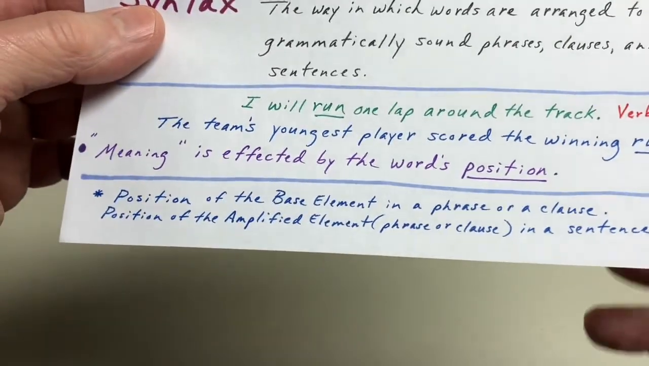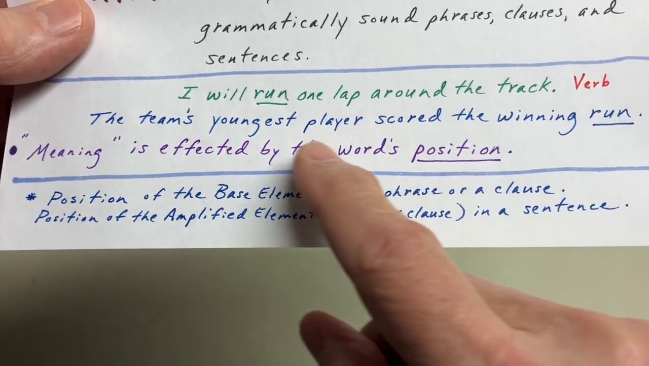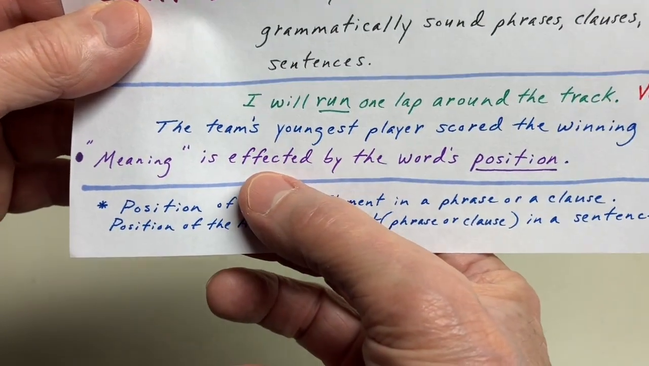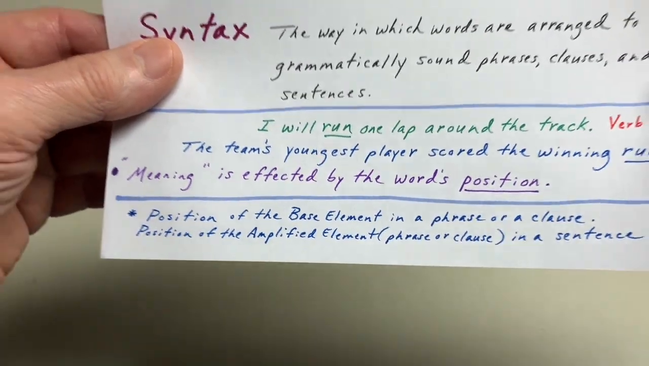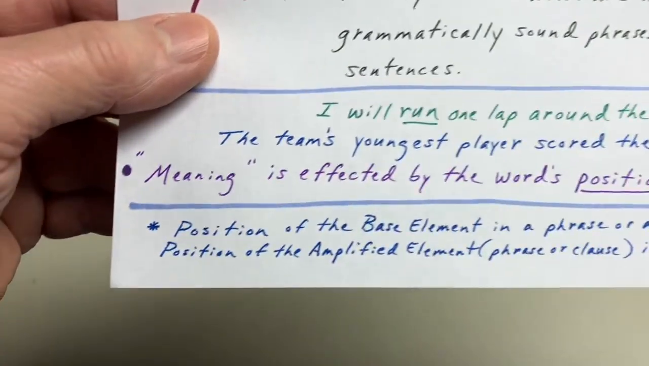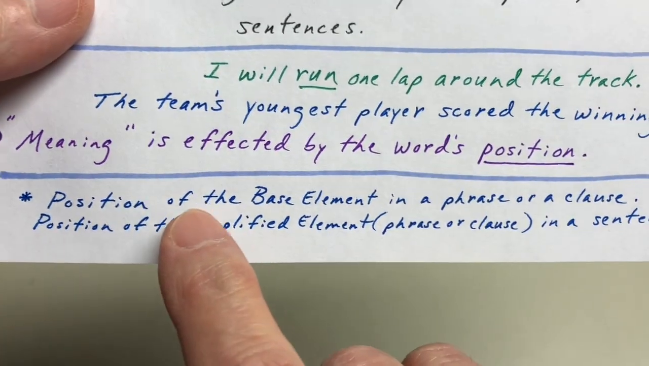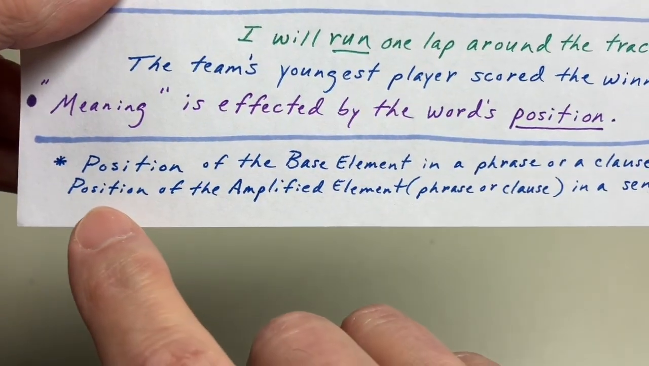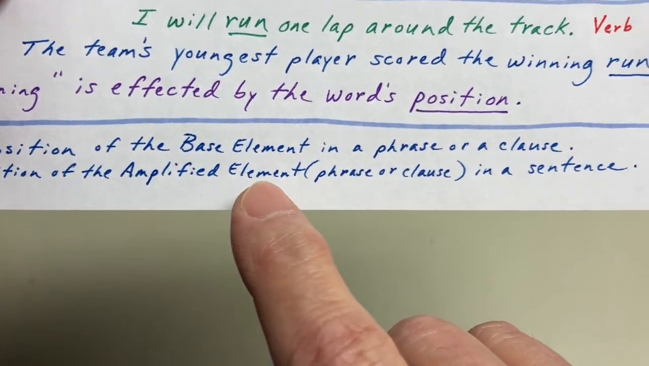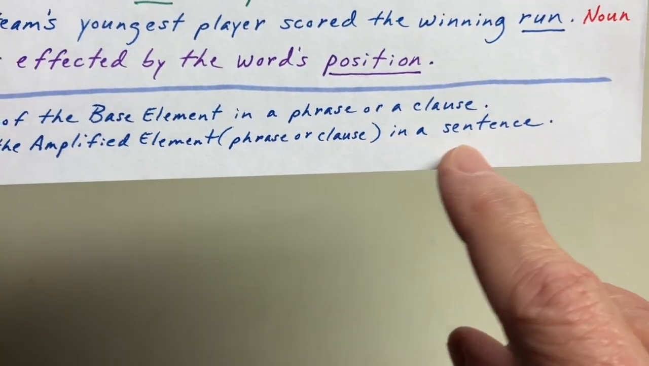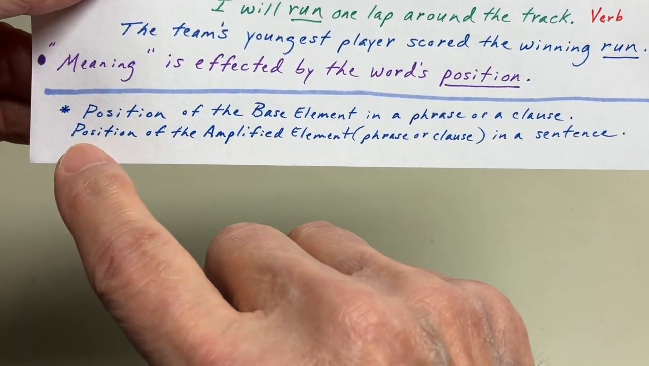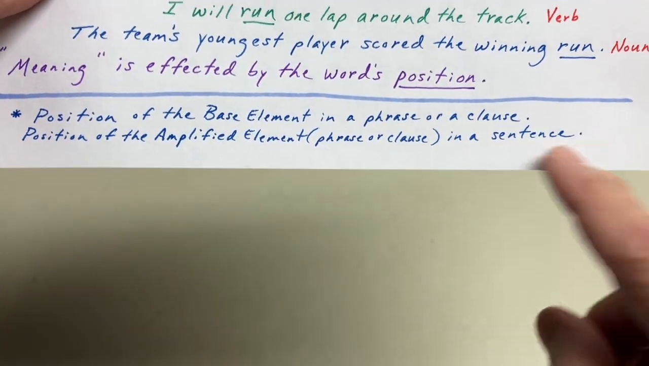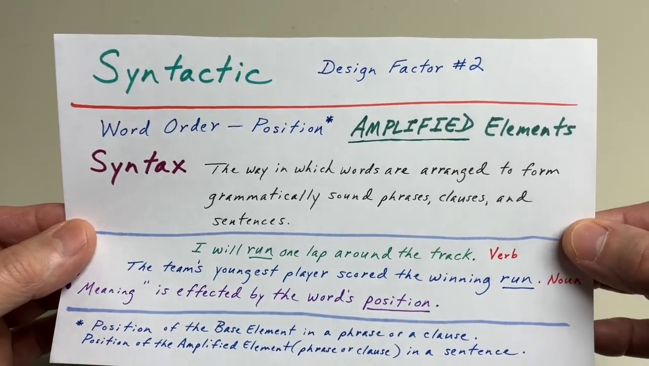So that's important. Meaning is affected by the word's position. And you can see that clearly in each sentence. Meaning is affected, in other words, brought about by the word's position. Now, when I say position up here, also, I want to say that you're talking about position of the base element in a phrase or a clause, or you're talking about the position of the amplified element. In other words, that's a phrase or a clause in a sentence. I'll say that again. You're also talking about position of the amplified element, in other words, a group of words in a sentence. So that's your syntactic design factor.